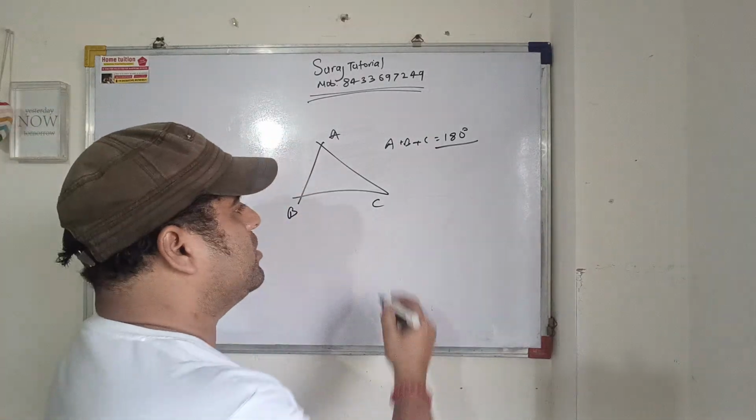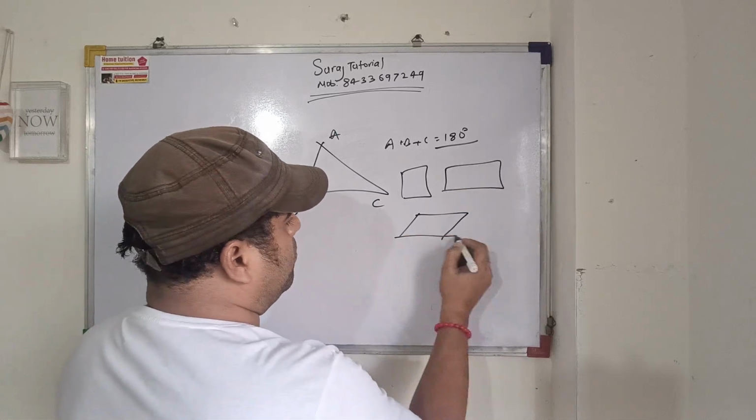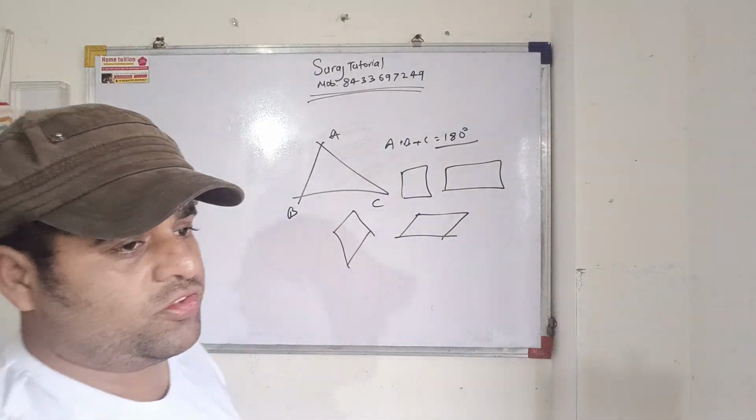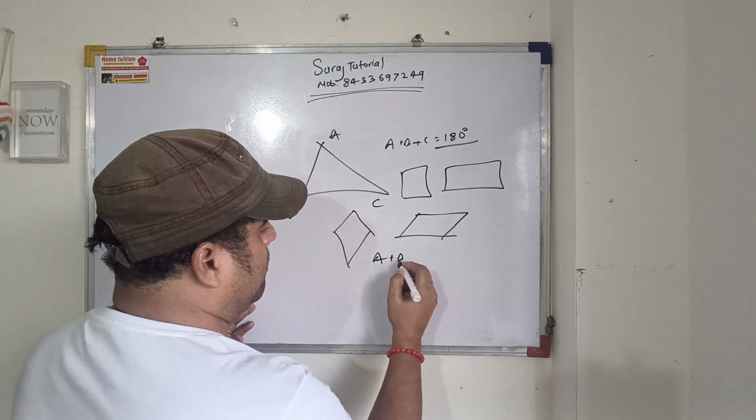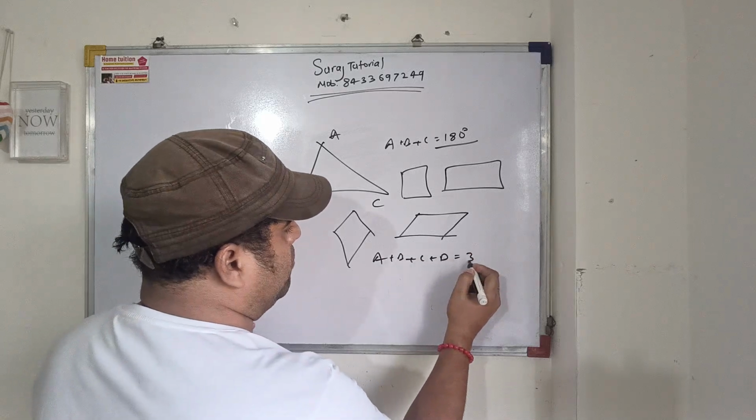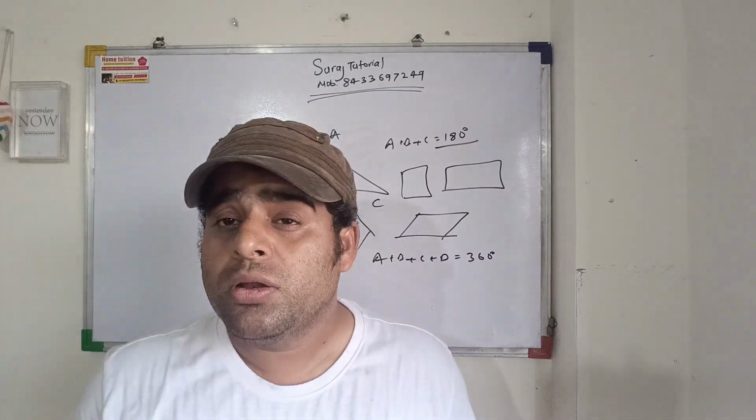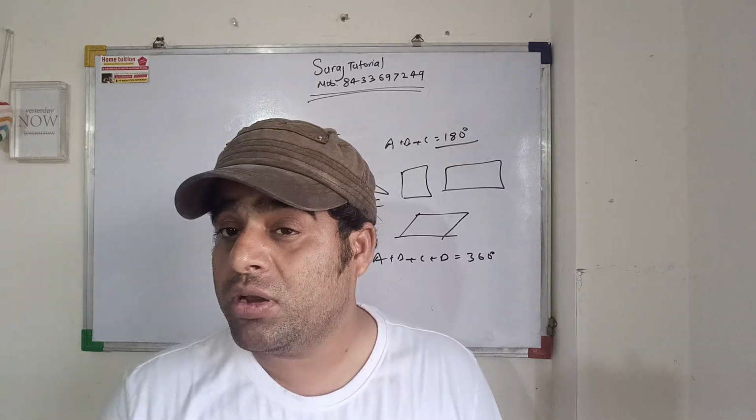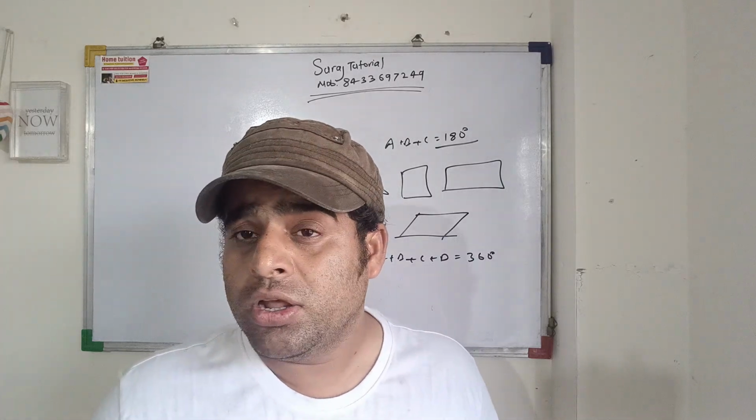In case of a quadrilateral, whether it is a square, rectangle, parallelogram, or kite, in all these cases, if it is a quadrilateral, the sum of all the four angles, means A plus B plus C plus D, will be 360 degrees. But if I ask about a pentagon, what is the sum of all the angles in a pentagon? What is the sum of all the angles in a hexagon? What is the sum of all the angles in a heptagon, octagon, nonagon, and so on?